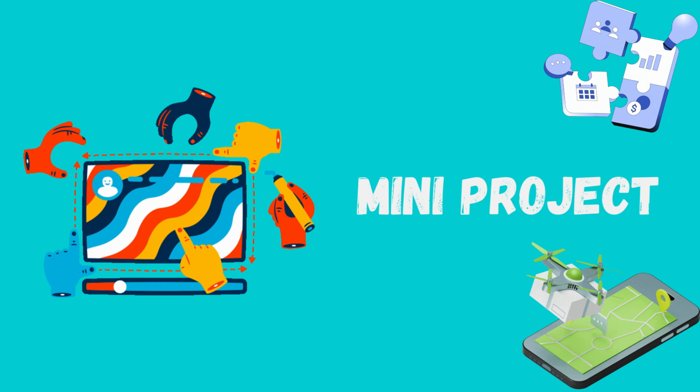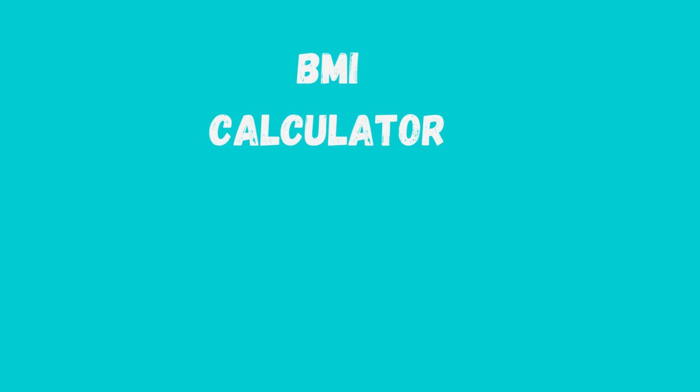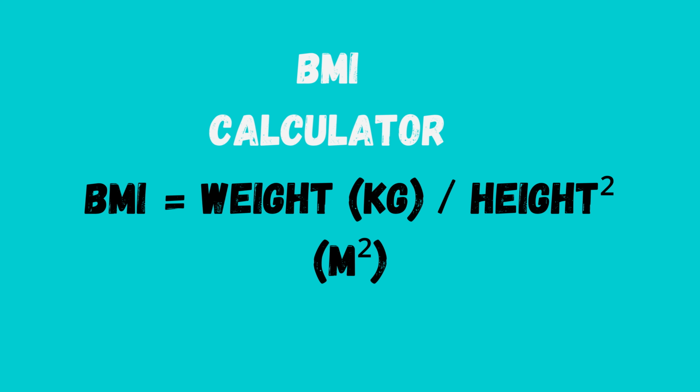Let's build our first mini project, a BMI calculator. Here's the formula. BMI equals weight divided by height squared. We'll ask the user for weight and height, do the math, and format the result.